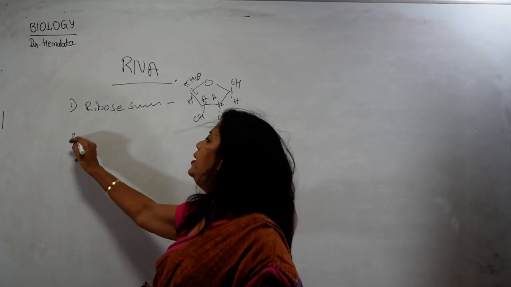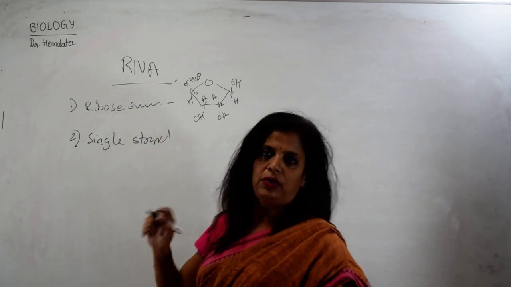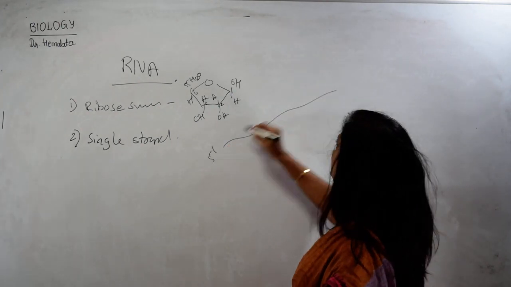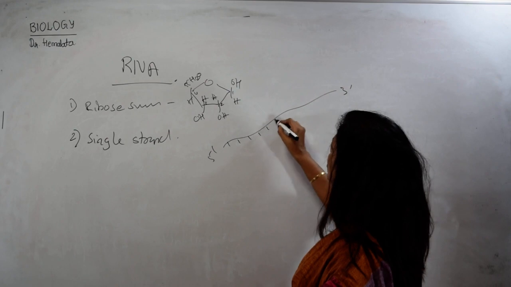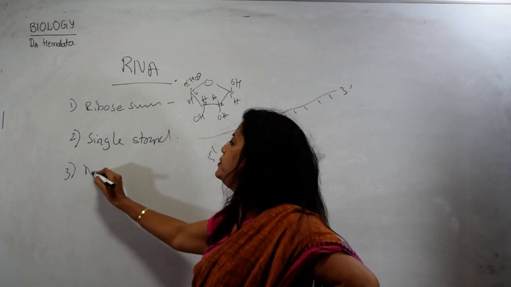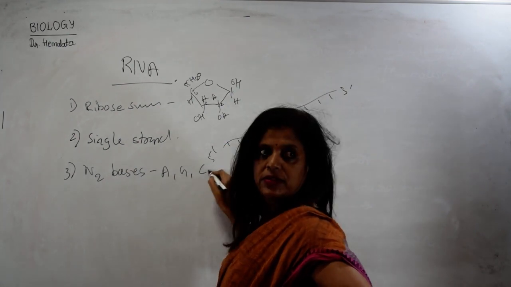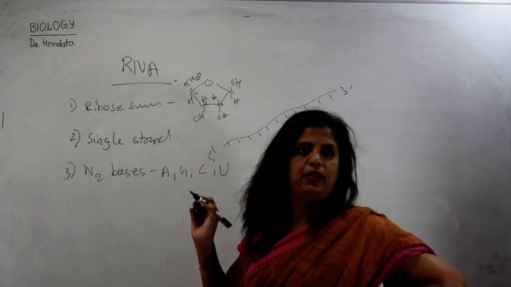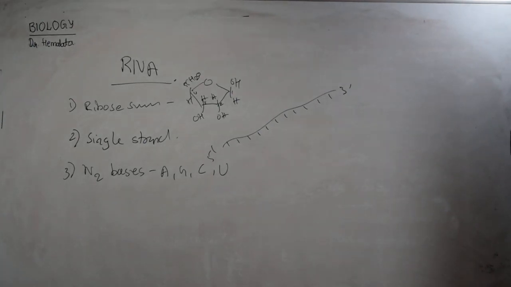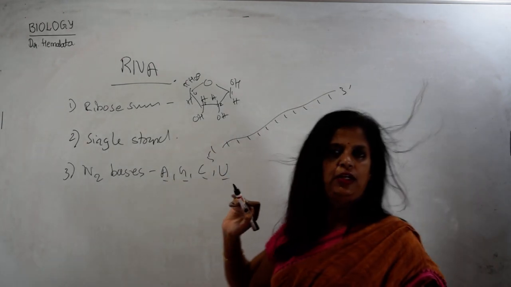Then normally, it is single stranded. It has one strand only. No double strands. Like, single strand it will be like this. 5 prime to 3 prime, one strand. Then what are the nitrogen bases present here? Nitrogen bases of RNA are adenine, guanine, cytosine and uracil. Okay, so nitrogen bases of RNA are adenine, guanine, cytosine and uracil.